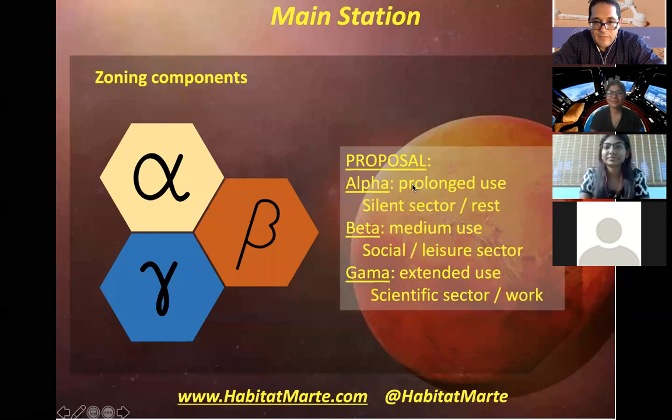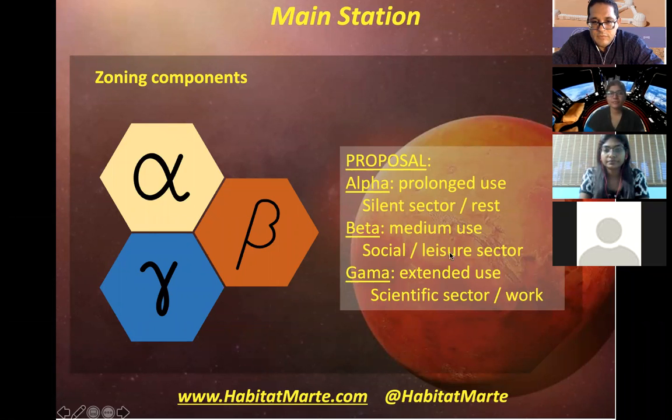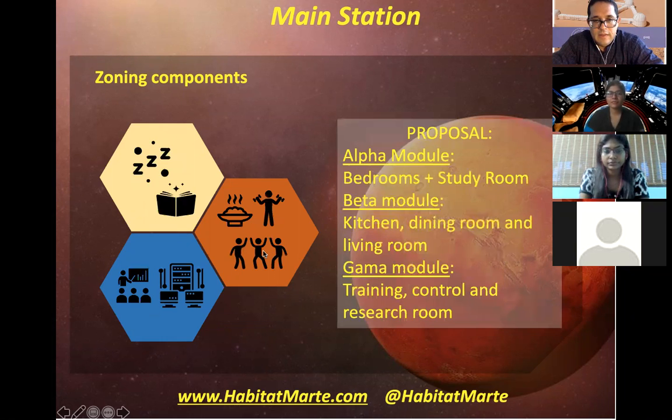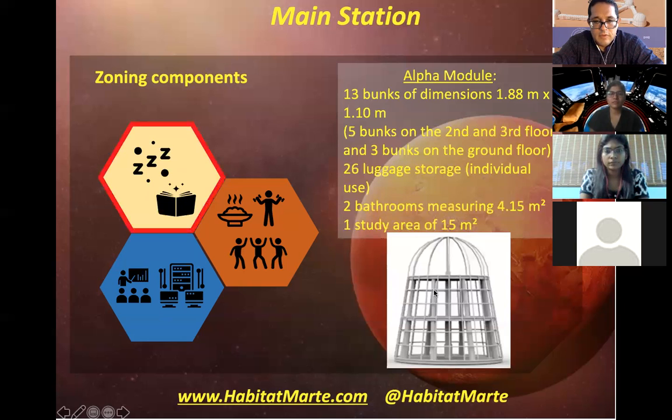And then the alpha model is for prolonged use and for resting. The beta model is for medium use and leisure. And then the third model is gamma, which is for work. Okay. And in the alpha model, we have the bedrooms and the study room. In the beta model, we have the kitchen, dining room, and living room. In the gamma model, we have an area for training and control and a research room.